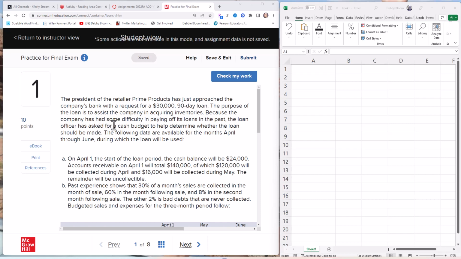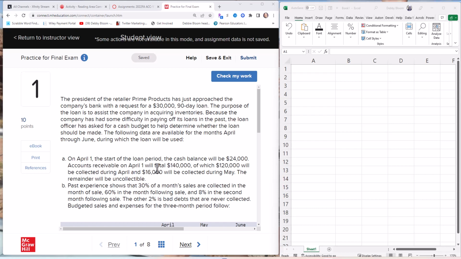Because the company has had some difficulty in paying off its loans in the past, the loan officer has asked for a cash budget to help determine whether the loan should be made. The following data are available for the months April through June, during which the loan will be used. On April 1st, the start of the loan period, the cash balance will be $24,000.